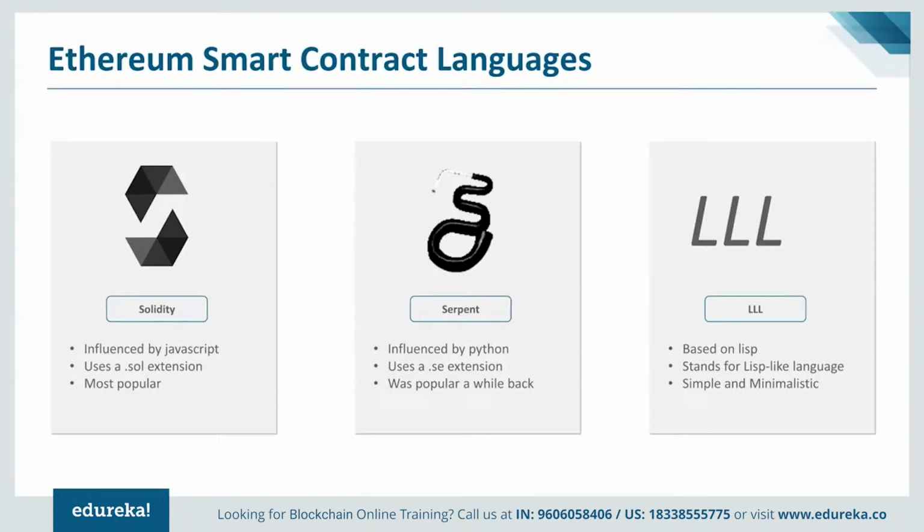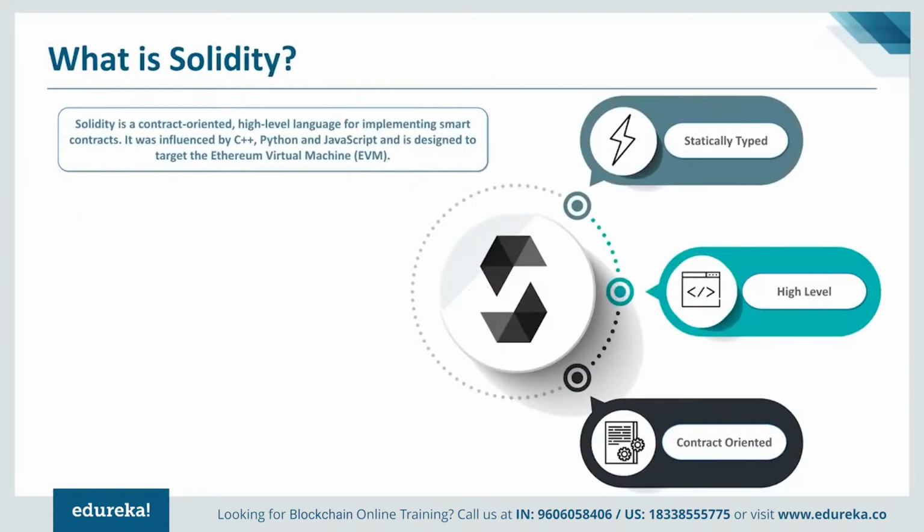At this moment in time, the most extensively used contract programming language is Solidity. Solidity is influenced heavily by JavaScript and uses a .sol extension. And as I said, it's one of the most popular things that Ethereum developers are using nowadays for coding their smart contracts. So let's look into what makes Solidity so popular. As you can see, the definition of Solidity is that it is a contract-oriented high-level language for implementing smart contracts. It was influenced by C++, Python, and very heavily by JavaScript, and is designed at targeting the Ethereum virtual machine.